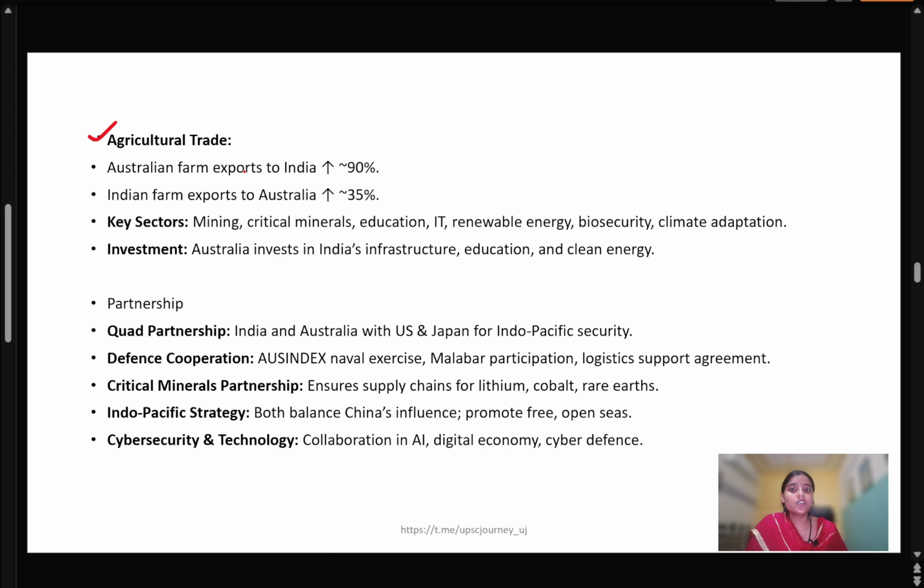Talking about agricultural trade, Australian firms export to India more than 90%. So we have an increase in exports. Indian farmers export to Australia around 35%. So Australian farm exports to India are 90%, which means we are importing a very large amount from Australia, more than 90% in terms of agriculture trade.